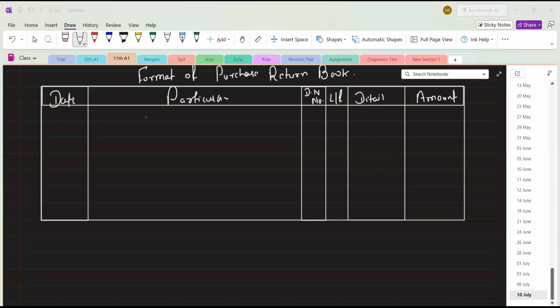Done? Yeah, I'm done. Okay. Now, there is the debit note. I told you to see the book. There is a debit note format given. You can see.